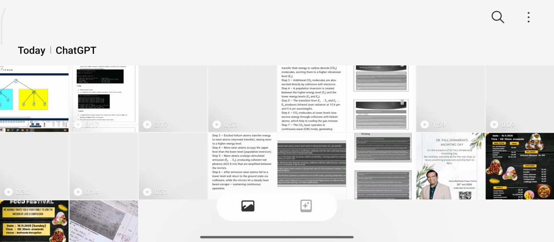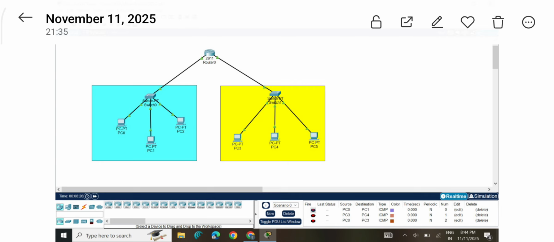So the first subnet is 192.168.10.0 to 192.168.10.127. The second subnet is 192.168.10.128 to 192.168.10.255. Next we assign IP addresses to the devices according to our addressing table.